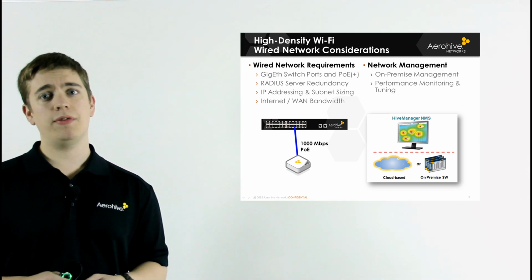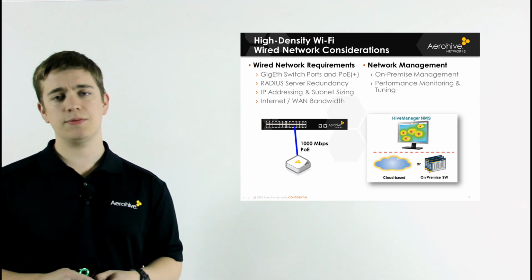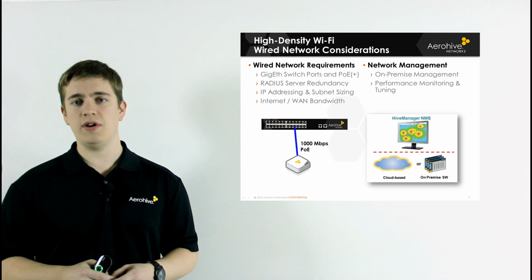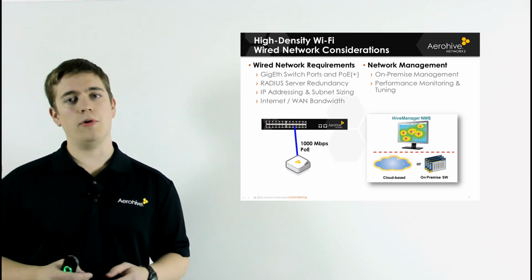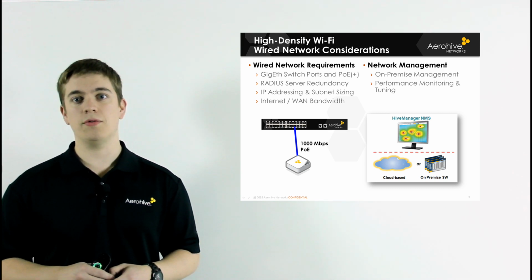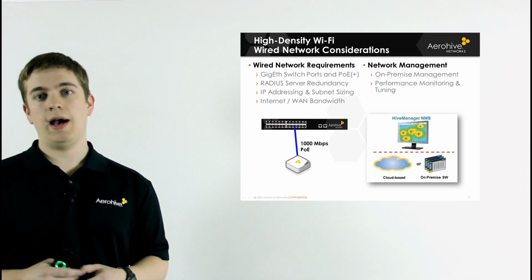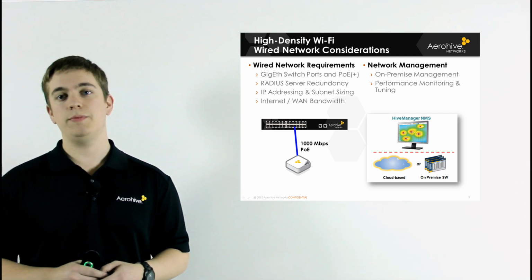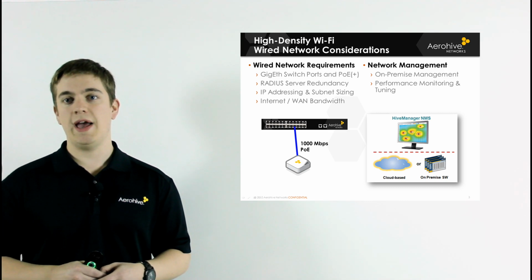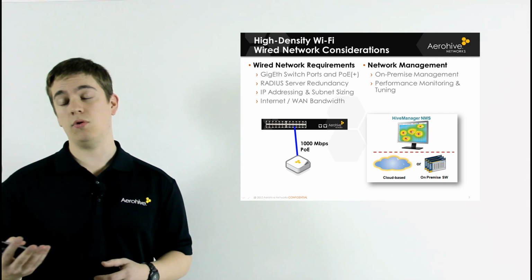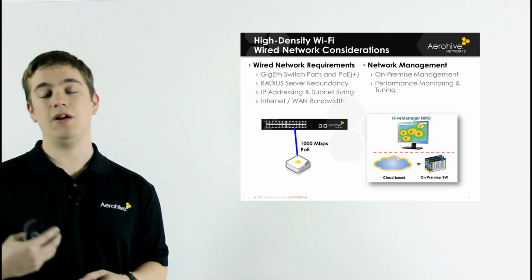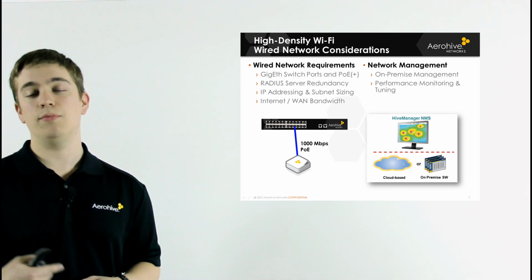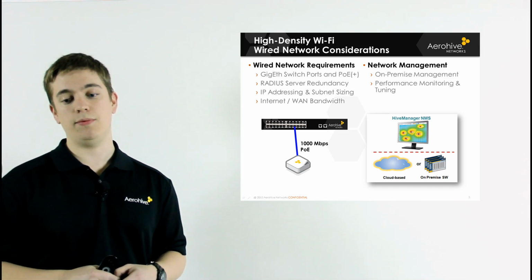We also want to make sure we have sufficient power over Ethernet. This was a bigger problem with first generation 802.11n access points. Most current generation 11n APs support operation within standard 802.3af PoE. However, as we migrate to 802.11ac, we're going to start to be challenged to make sure that we have sufficient PoE plus ports to power those access points to get all of the features and all of the antenna and performance out of those access points that they're capable of.